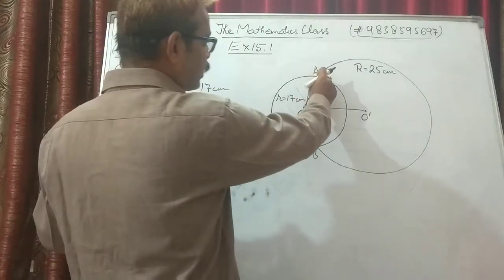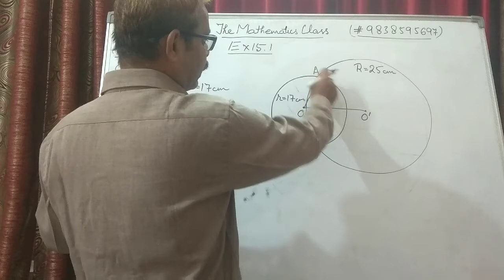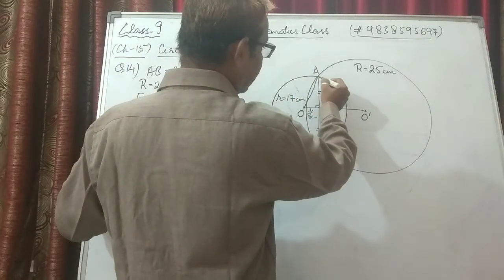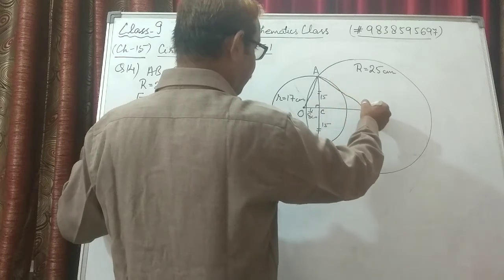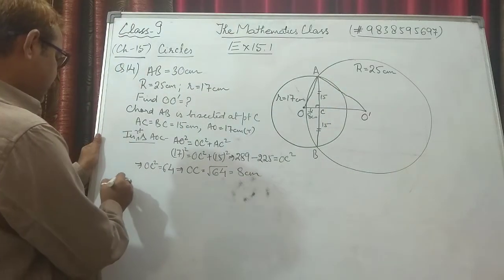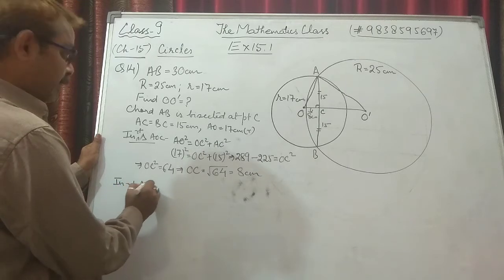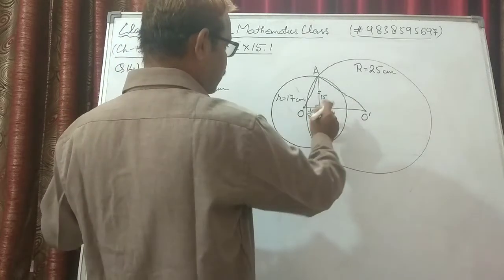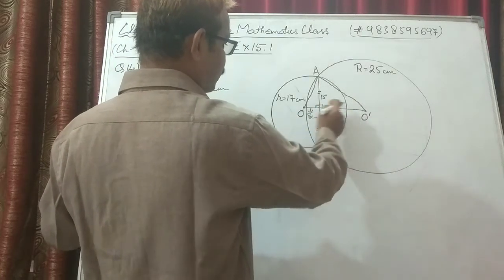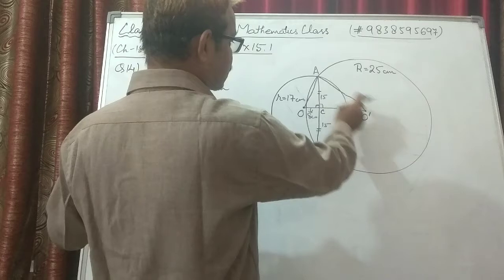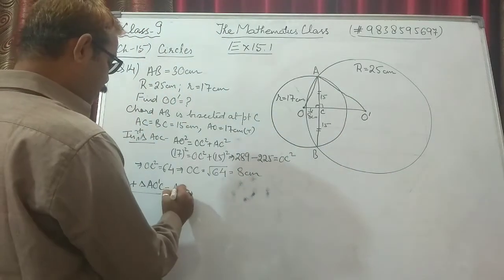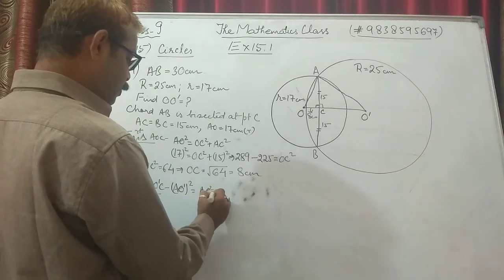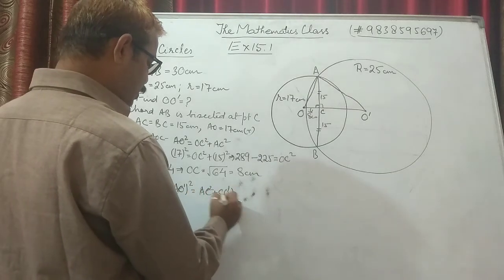Similarly, we will join O dash A and we will consider triangle AO dash C. So in the next case, what we are doing? We are joining AO dash. So in right triangle AO dash C, this angle is 90 because the line is drawn from the center and it is bisecting the chord. So this AO dash will be the hypotenuse. AO dash square is equal to AC square plus CO dash square.